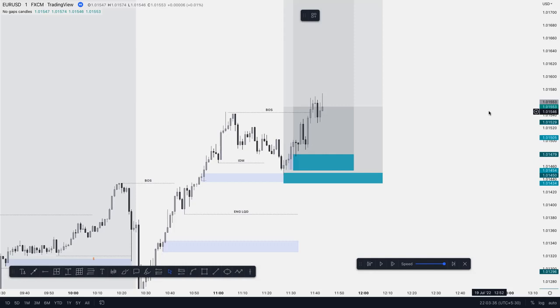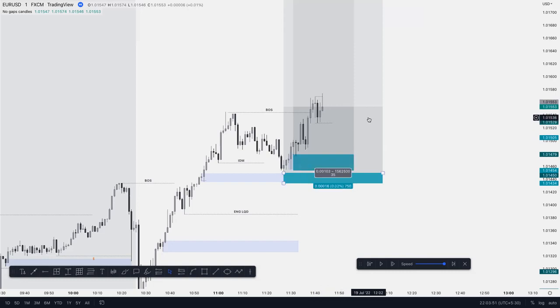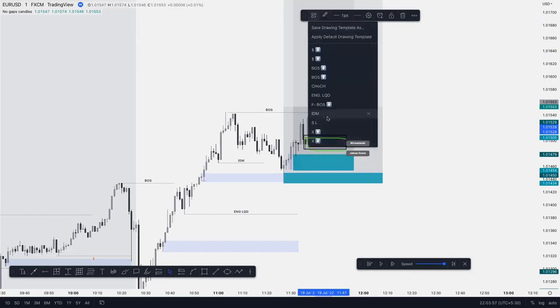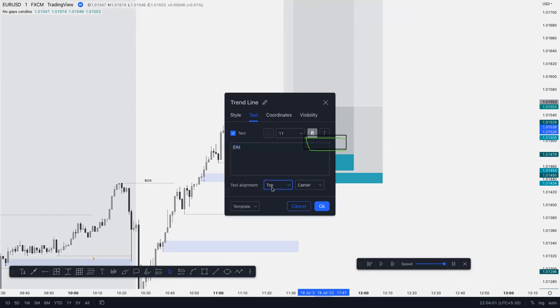All right. So this is our first inducement here. Why? Because it took out the previous candle high. So this becomes our inducement. If this is not taken out, then this becomes our inducement. So in this case, where can you buy? Because this becomes our inducement.